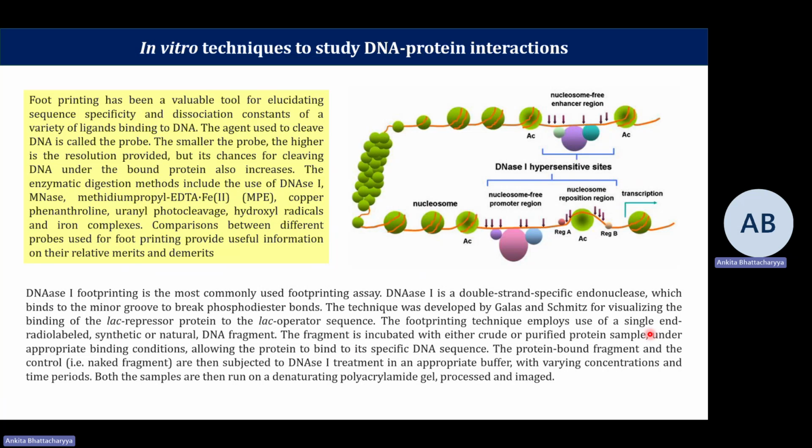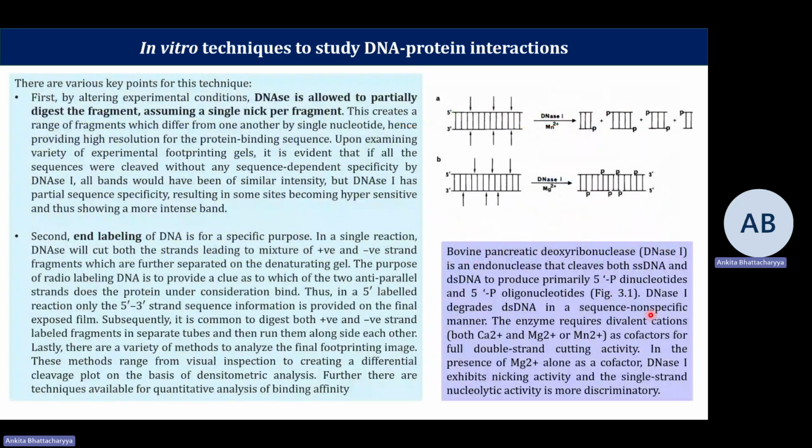And then it's subject to DNase 1 treatment in an appropriate buffer with a number of different concentrations and time periods. Both the samples are then run on a DNA gel or a denaturing polyacrylamide gel and then imaged. Like I mentioned, that's what the output looks like. Now, what are the points that need to be kept in mind? First, when you alter the experimental condition, you make sure DNase 1 makes only 1 nick per fragment, like I already mentioned, and you do that by sufficiently or appropriately diluting its concentration.